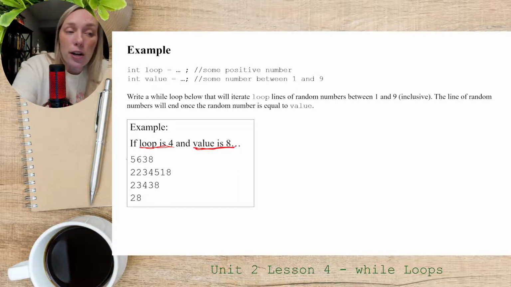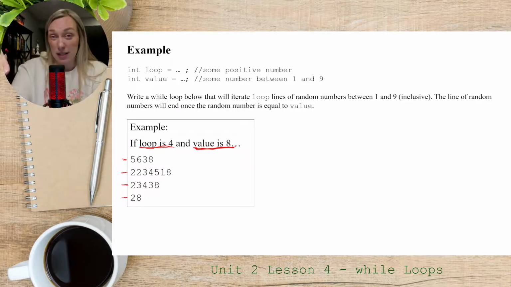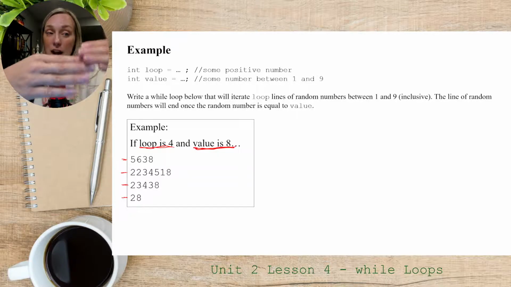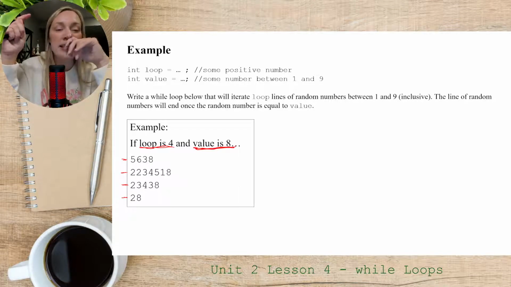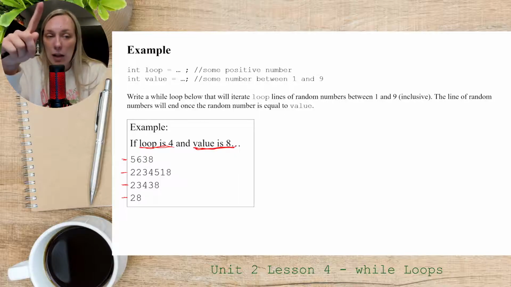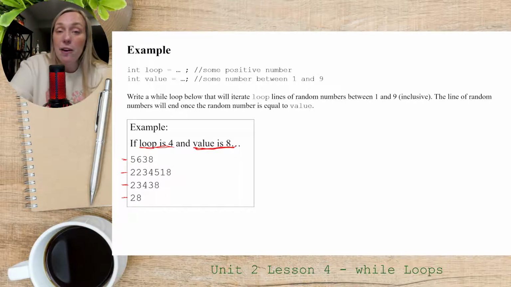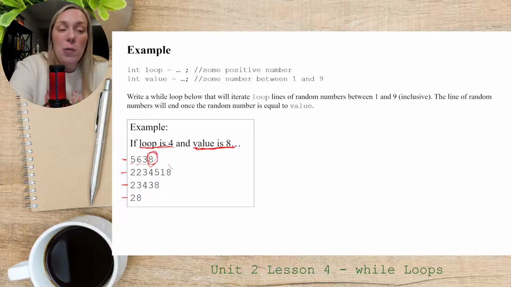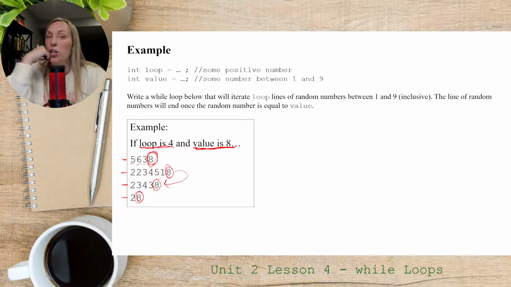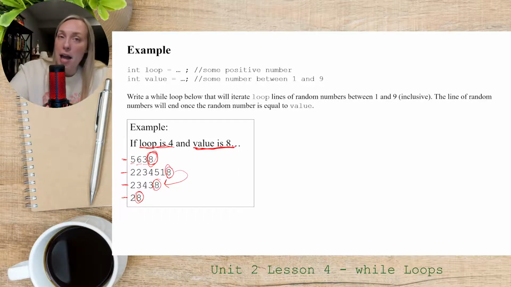Now, since loop is 4 means I'm going to run 4 times here. If loop was 5, loop is going to run 5 times. So I'd have 5 lines. Or if it's 100, I'm going to have 100 lines, right? So that's what's looping. And then it says value is 8. So the while loop is going to iterate for however many loop lines, and it's going to just print off random numbers until I reach the value 8. So you can see each line here reaches 8. And what happens? Well, as soon as 8 happens, I move to a new line and I keep printing off random numbers. Okay, so that's the pattern that's happening here.